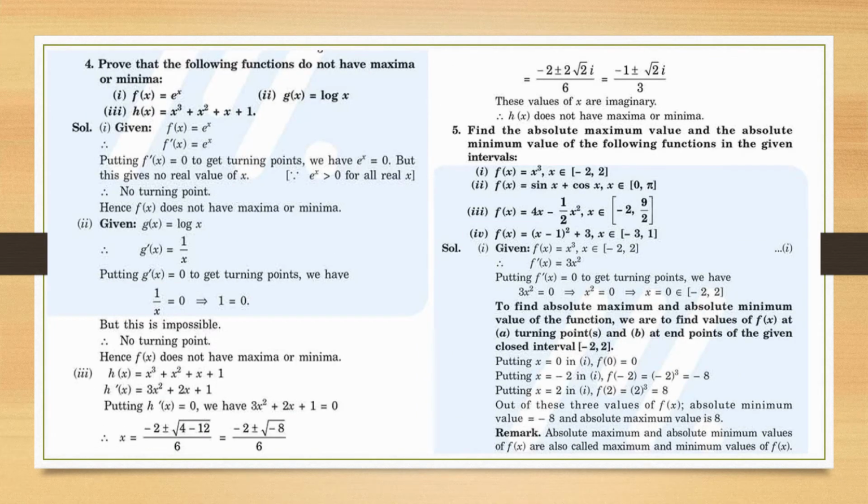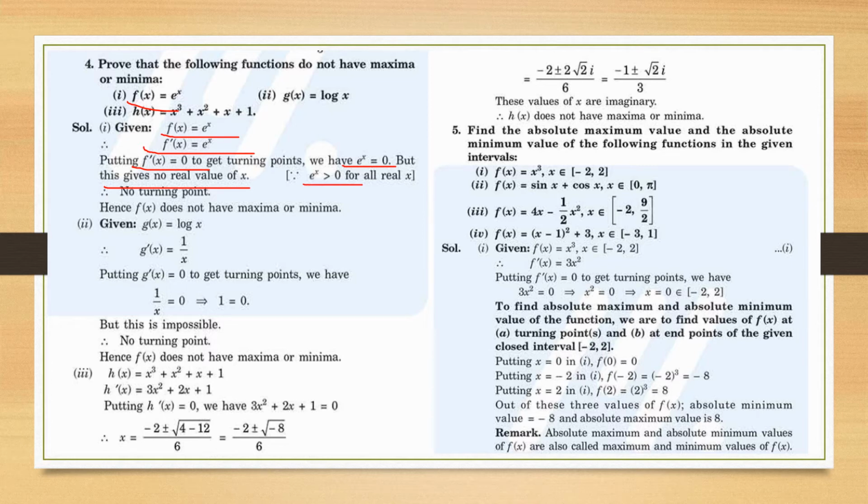Okay, prove that the following functions do not have maxima or minima, like f(x) equal to e raised to power x. So let us take the derivative. To find the critical point, put it equal to 0, but you find that e raised to power x equals 0. Okay, but there is no real value of x which is giving me e raised to power x equal to 0. Okay, why is it so?